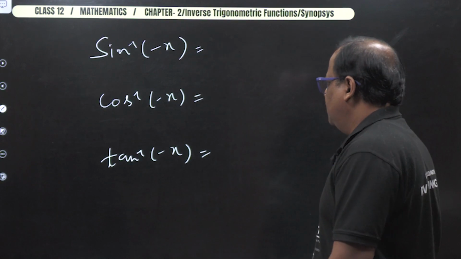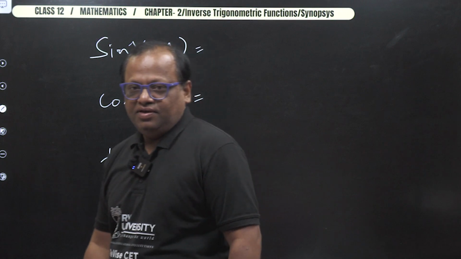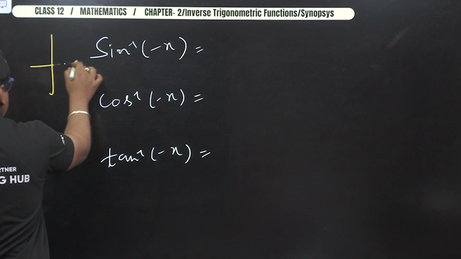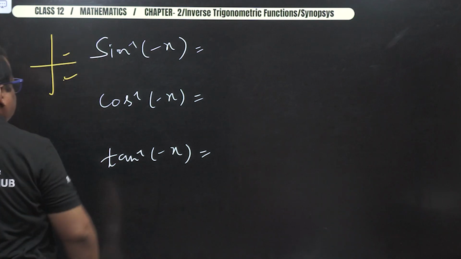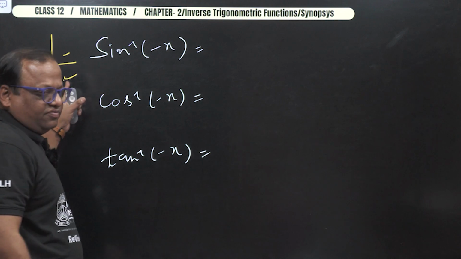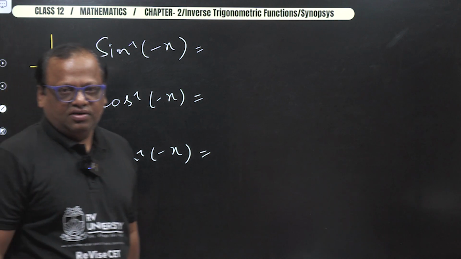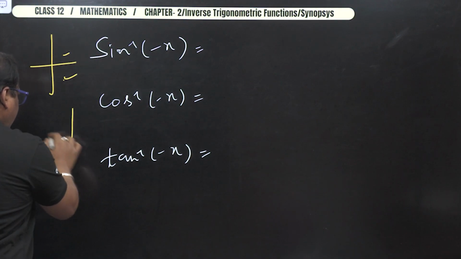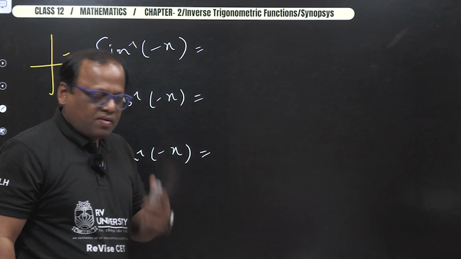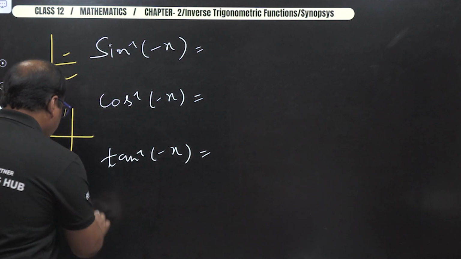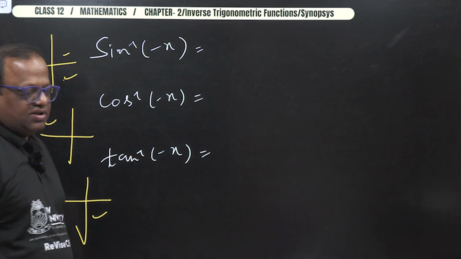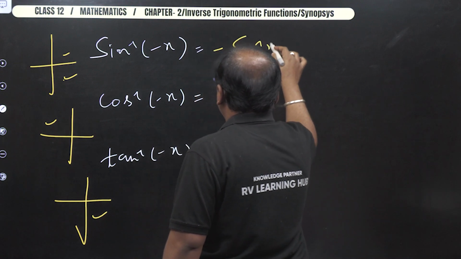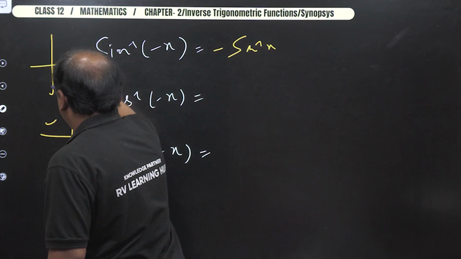Okay, this way. When they are negative, here comes the problem. Sine inverse of negative is falling in fourth quadrant, and when it is positive, first quadrant. Cos inverse of negative is falling in second quadrant, remember. And tan inverse of negative is falling in fourth quadrant, remember this. So sine inverse of minus x is nothing but minus sine inverse of x.